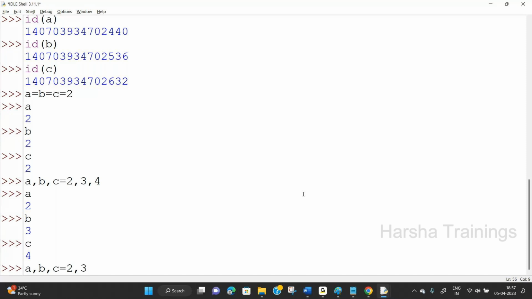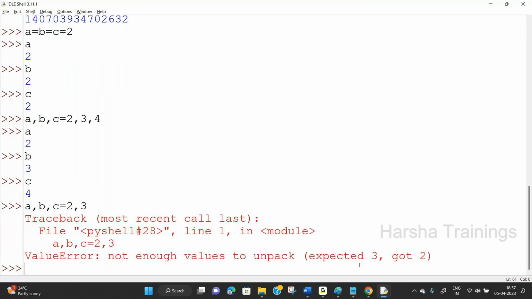Suppose four members are available, and I give only three chairs. You understand the point? Same logic. Three memory locations but two values. Error or not? Error. Not enough values. How many did I expect? 3. But I got 2. Exactly.